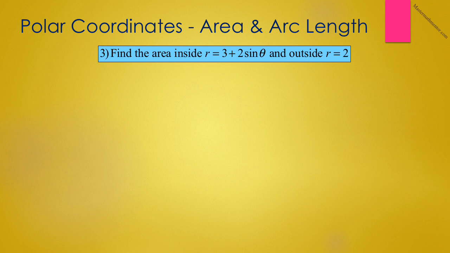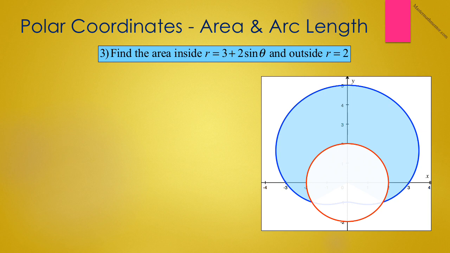In number 3, we're asked to find the area inside r equals 3 plus 2 sine theta and outside r equals 2. We know that r equals 2 graphs a circle, but unless we have a calculator, we're unsure what r equals 3 plus 2 sine theta is. So we will graph them on the interval 0 to 2 pi.